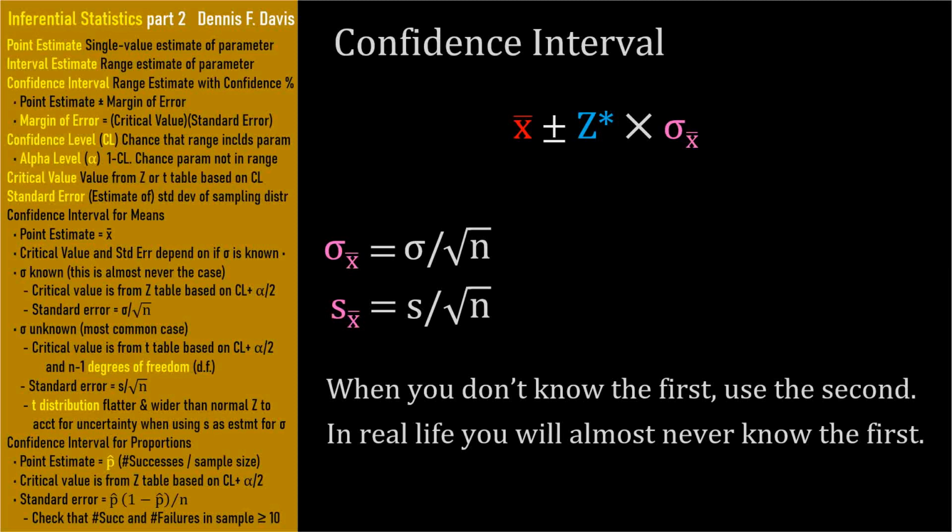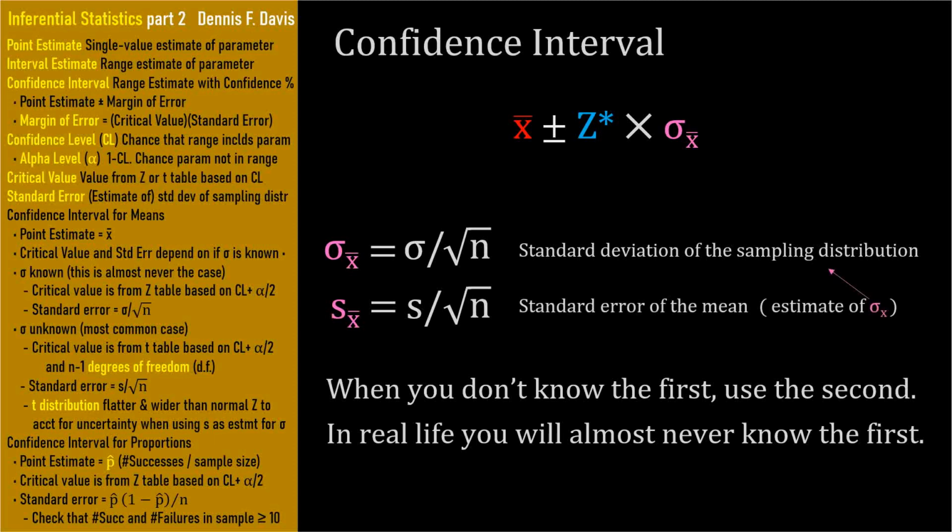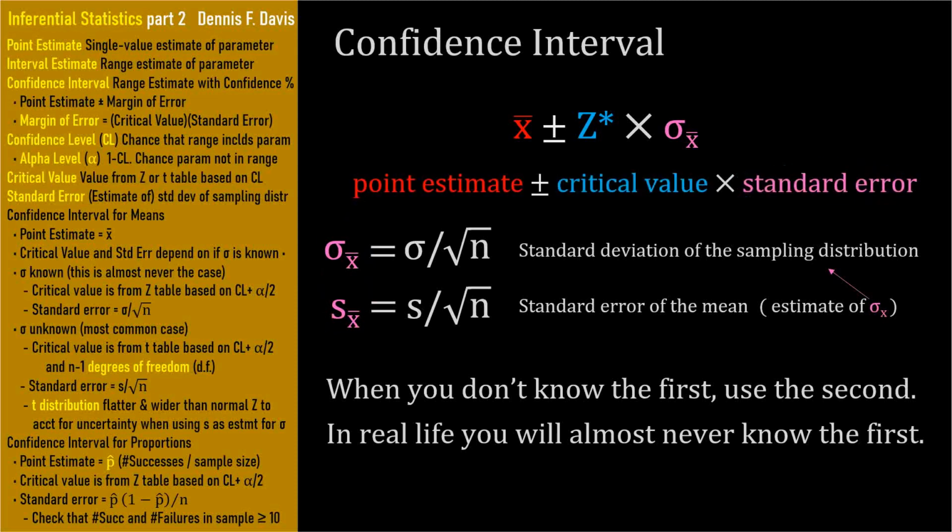In the unusual case where we know sigma, we can calculate and use sigma sub x bar, the standard deviation of the sampling distribution. In the more common case where we don't know sigma, we calculate and use s sub x bar, the standard error of the mean. Sometimes these two concepts are collectively called the standard error of the mean. That's why in the general confidence interval formula, the term is called standard error, even though it might mean sigma sub x bar if you know sigma. For our memory aid, they both refer to the pink factor.